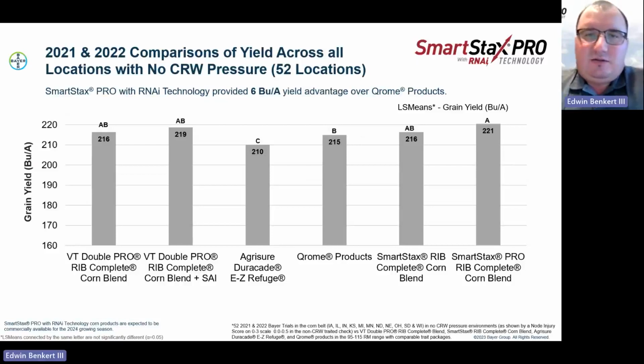Now, we did look at yield at those locations that didn't have any corn rootworm pressure, just to see if there's any effect on yield from the addition of that RNAi technology. And at least with these hybrids in this data set, we did not see a reduction in yield with SmartStax Pro compared to SmartStax or our competitor trait products there. So that was good to see as well, that even under no corn rootworm pressure, we're still seeing a yield advantage with the SmartStax Pro hybrids in this data set.